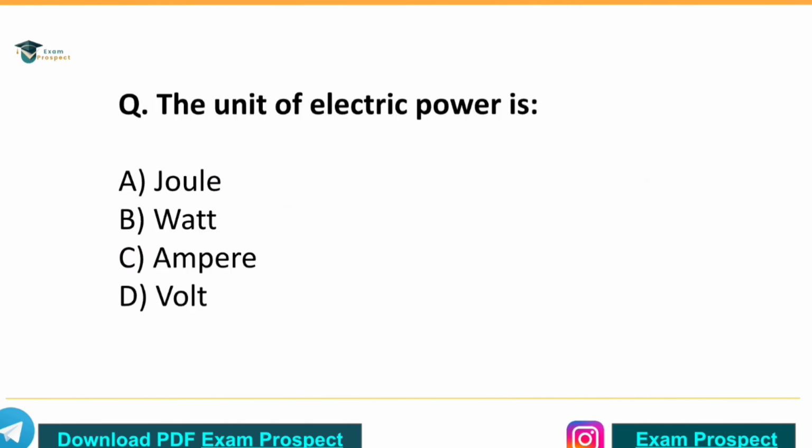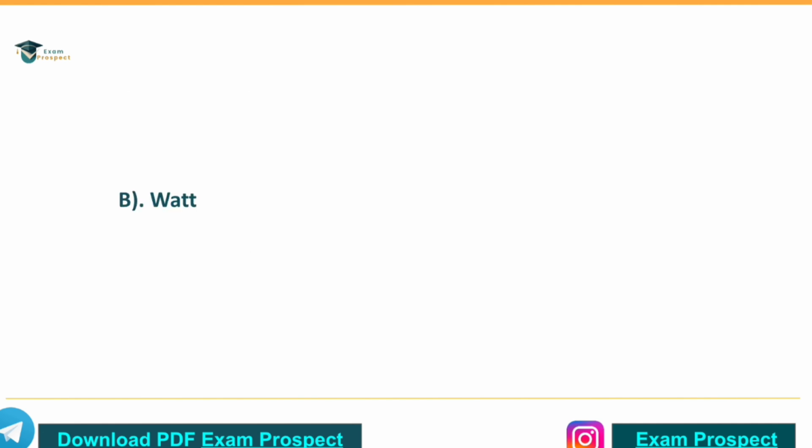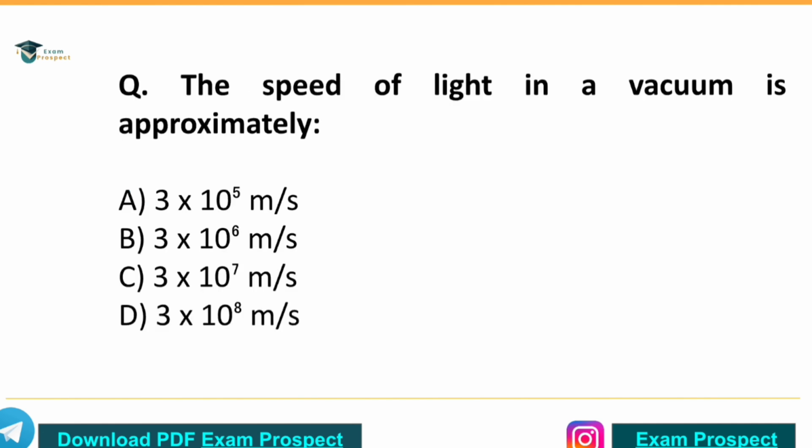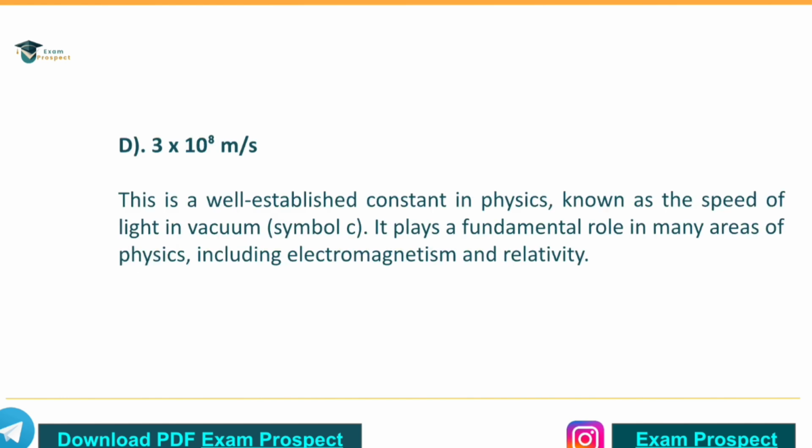Next question, the unit of electric power is? Correct answer is option B, watt. Next question, the speed of light in a vacuum is approximately? The correct answer is option D. And this is a well-established constant in physics known as the speed of light in vacuum, symbol c. It plays a fundamental role in many areas of physics, including electromagnetism and relativity.